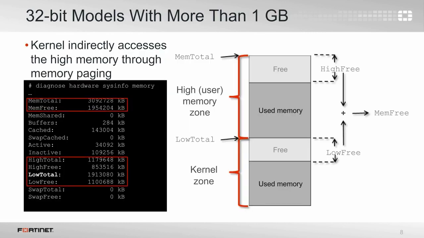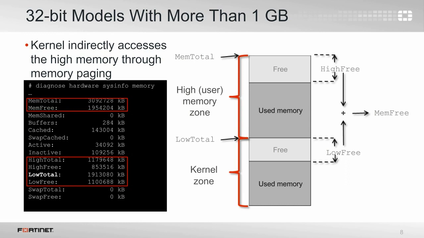How FortiGate's memory is segmented depends on the model. There are two cases. One case applies to 32-bit models with more than 1 GB of memory. The second case applies to both 64-bit models and 32-bit models with less than 1 GB of memory. Let's take a look at the first type of model.